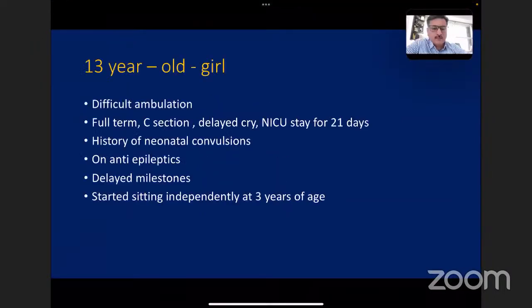So we had a 13-year-old girl who presented with complaints of difficult ambulation. She was born at term via C-section. There was history of delayed cry, and there was NICU stay for about 21 days. She has history of convulsions and is on anti-epileptics. There was gross delay in milestones, and she started sitting independently only at 3 years of age.